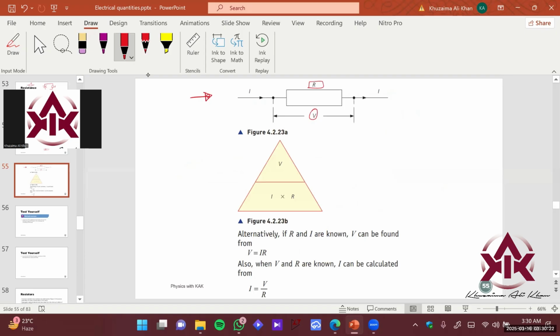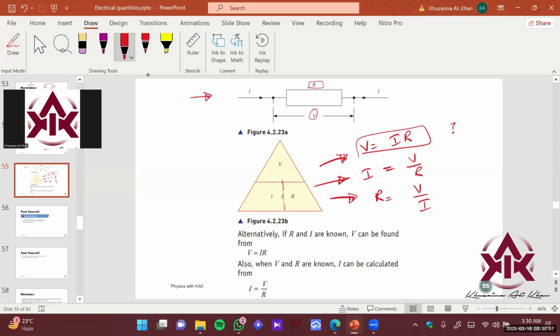To learn this formula, you have a trick. You have a pyramid here, and the quantities which are side by side, they multiply. The quantities which are up and down, they divide. So if you want to find voltage, that is going to be current into resistance. If you want to find current, if you have resistance and voltage, since voltage and resistance are up and down, they're going to be dividing. If you want to find resistance, it's going to be V over I. We'll see this formula in a while.